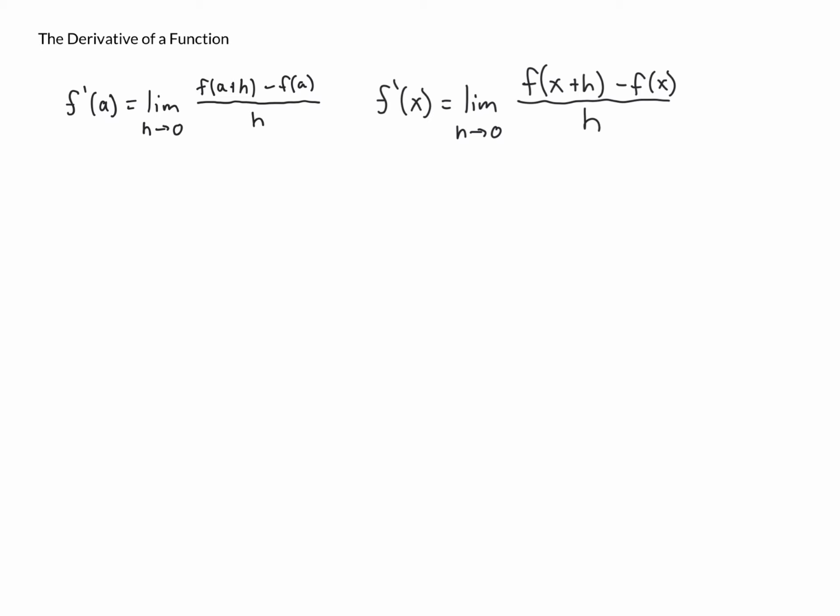And so we can write f prime of x equals the limit as h approaches 0 of f of x plus h minus f of x over h. Now, this expression here has two variables in it, x and h. But remember, we're taking the limit as h goes to 0. So in the end, whatever we end up with, h is going to vanish, and this is going to be an expression that only has x in it.